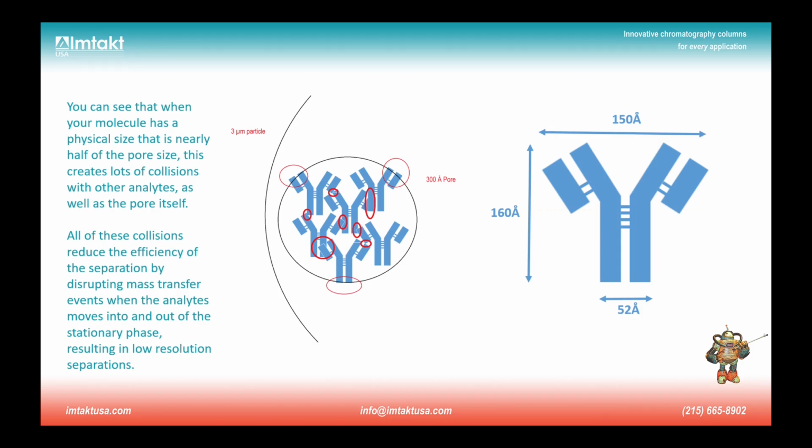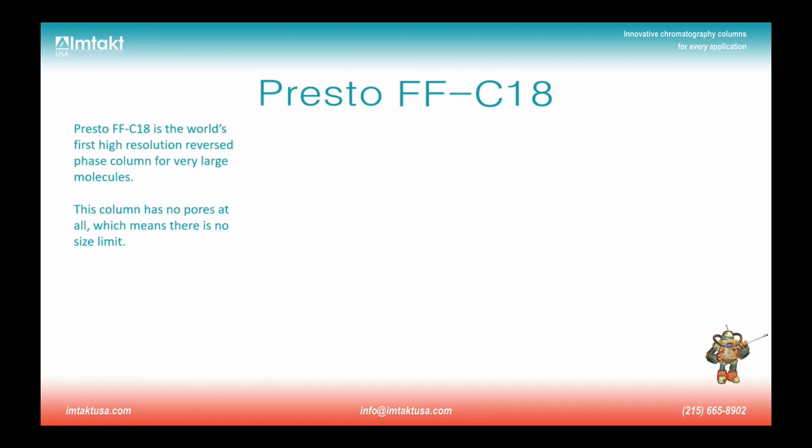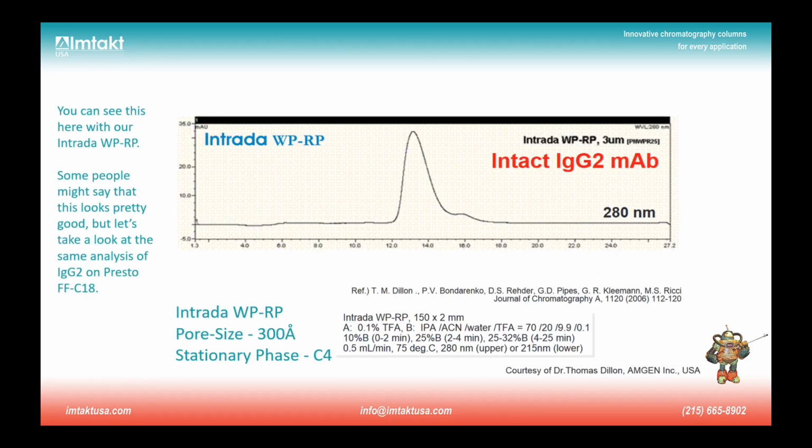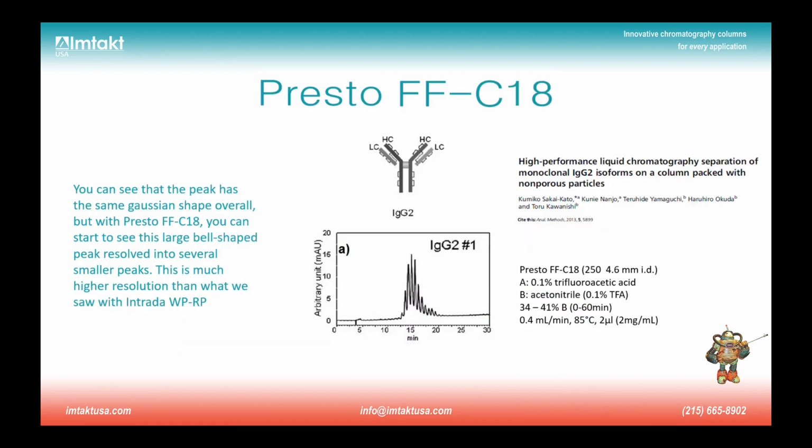So our solution is to use a non-porous column, like this Presto FFC18. It's so much better. Here's an example on a typical protein column. It's a C4 wide pore. That's an intact IgG2. And you can see it's a pretty decent peak shape. But on Presto, you can see it's much higher resolution. So why not try that? Give that a try. I think that's a much better option.